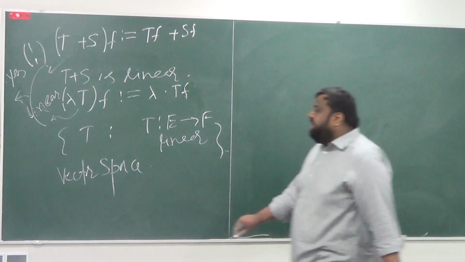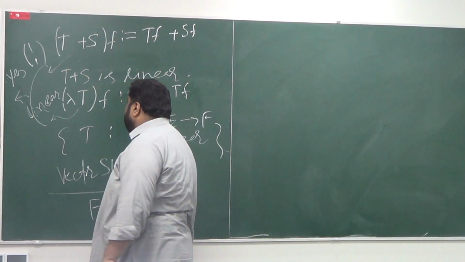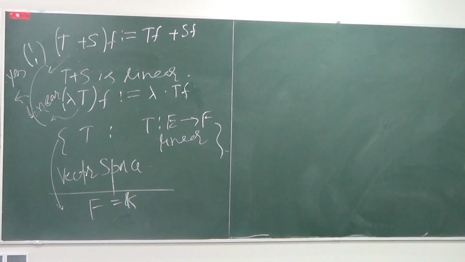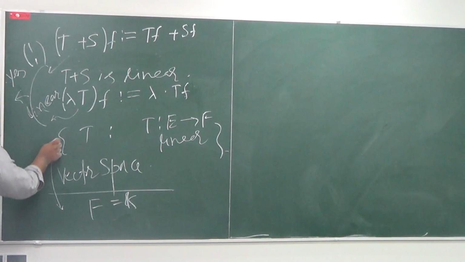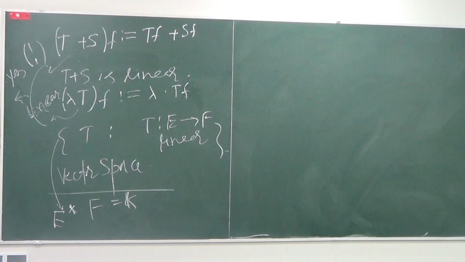And if F is K, this vector space has a particular name. It's going to be the space of functionals, but it has a particular name, and that name is, you heard of that? I think it's called the dual. So if F is K, then this space is called E star. It's the dual of E. Have you heard of dual? Yes. Anyway.